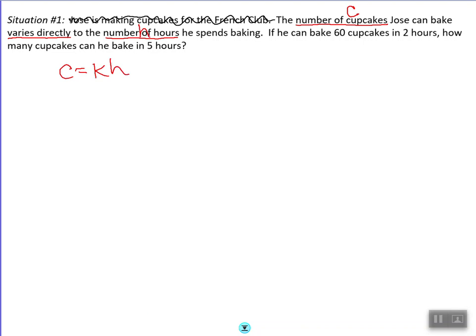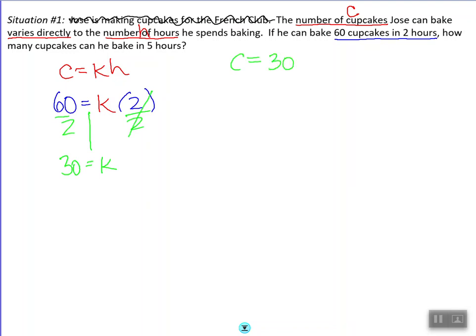Let's keep reading. If he can bake 60 cupcakes in 2 hours, this means that c is going to be 60 and h is going to be 2. Now I'm going to go ahead and solve for k. So I divide by 2 and I get that k is 30. So if I write my equation, I have c equals 30h.